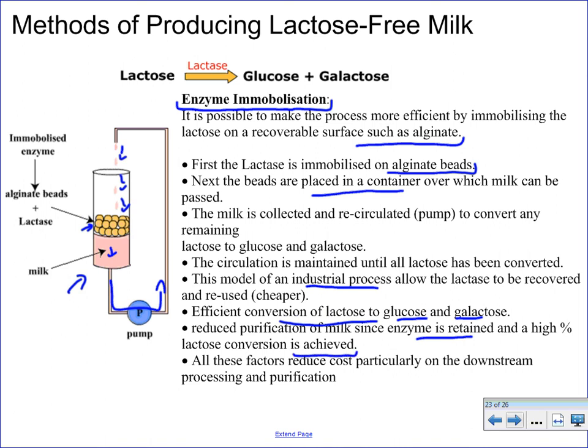So there's fewer steps in purifying the milk at this point. All these factors work together to reduce the cost, particularly on the downstream processing and purification of the milk after the milk has been passed over the lactase.